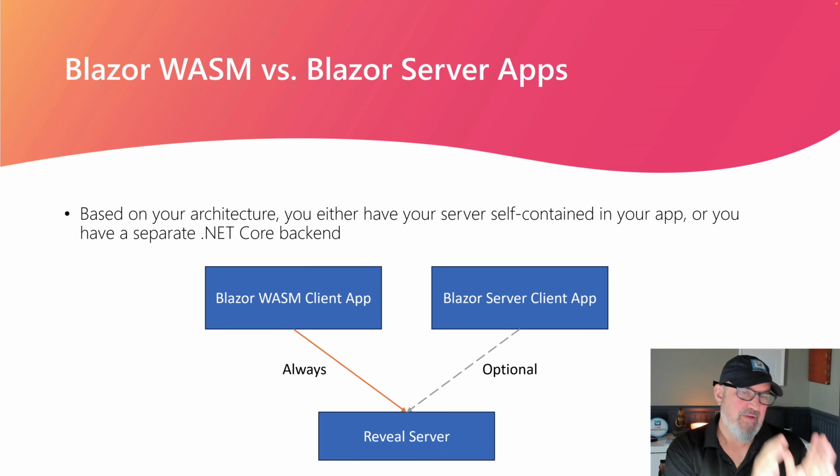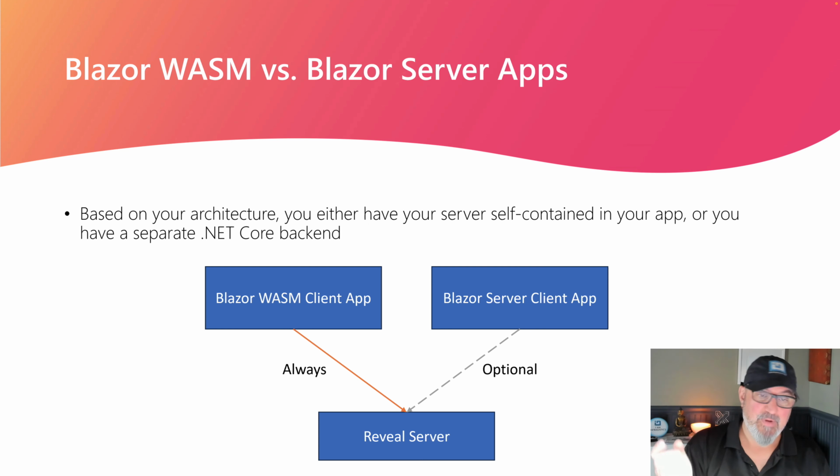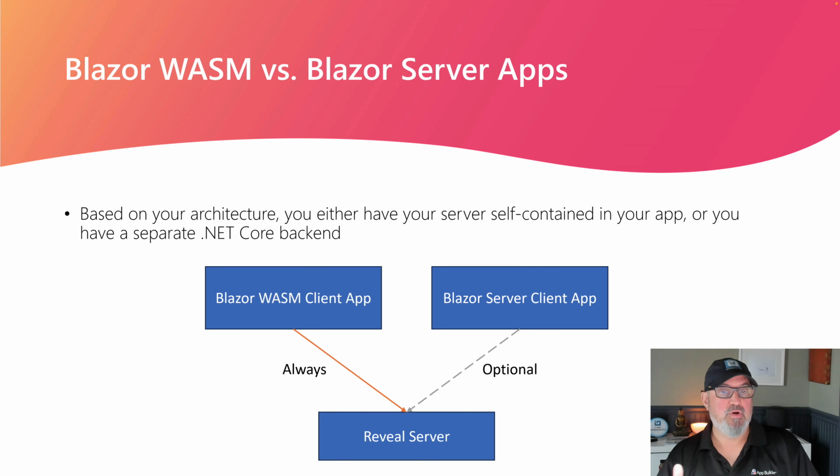So in my diagram here, I've got my Blazor WASM client and the Reveal server. You always have both of those in that configuration. In a Blazor server client app, which is kind of a weird way of saying it, I can have everything hosted in the same application. So I have my Reveal server and my client in an app that gets deployed to the server, and then it's like a traditional .NET or ASP.NET app where I'm running queries and rendering HTML down to the client. I'm going to show you both today on how that works.